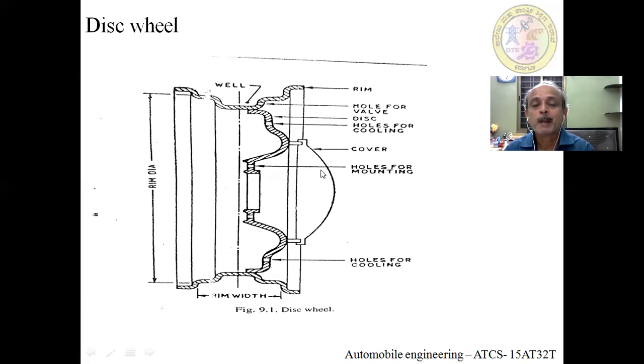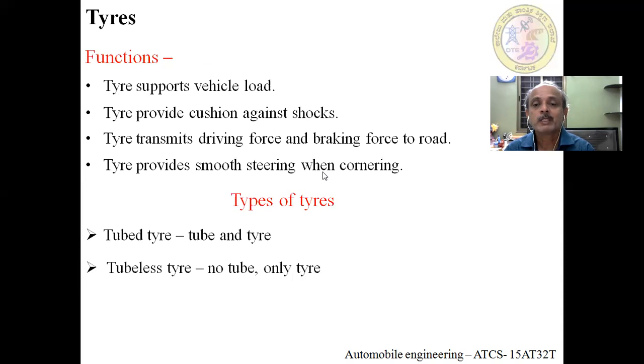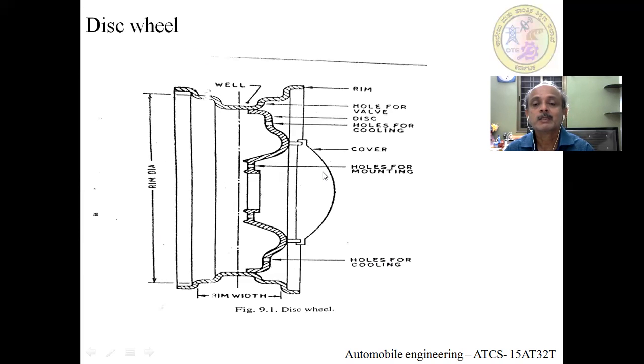Quickly, we'll see what a disc wheel is. The main parts are the well and the rim. Hole for the valve. This full part is called the disc. This is an important part. Cover it is, and holes for cooling here. And from here to here is called the rim width.